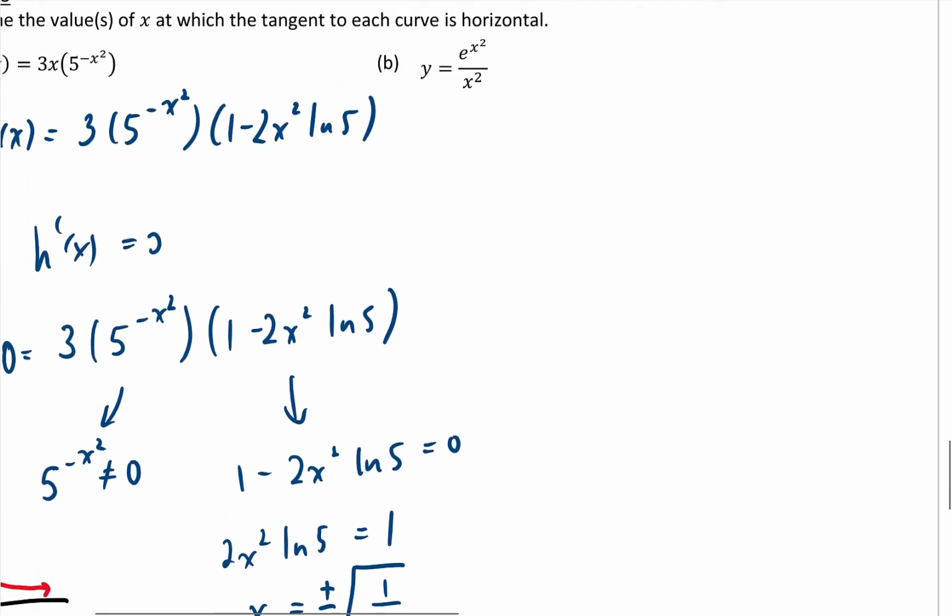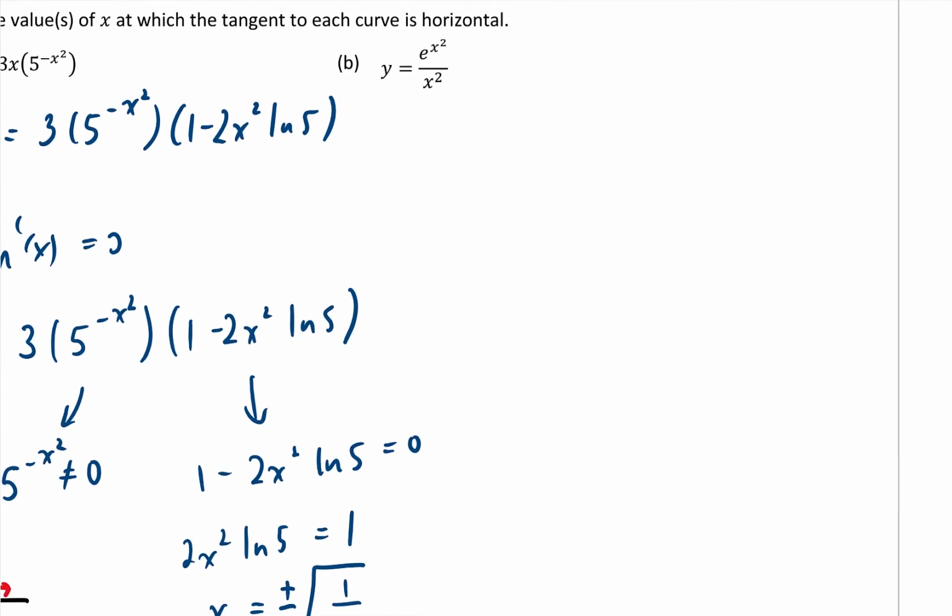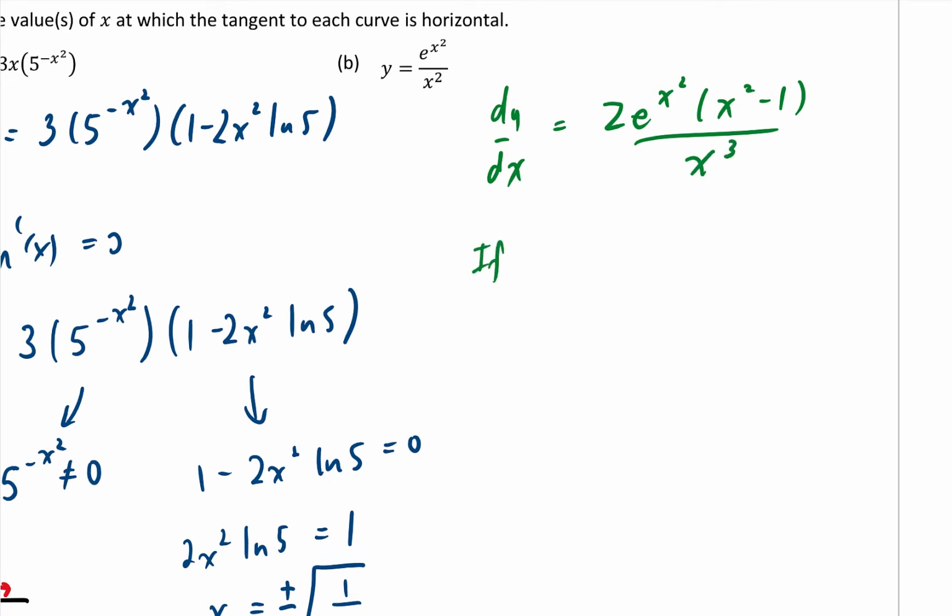And the last one, b. So again, from example 1e, we determined that dy over dx is equal to 2e to the x squared times x squared minus 1 all over x cubed. So if dy dx equals 0, then we end up with the following. 0 is equal to 2 e to the x squared times x squared minus 1.